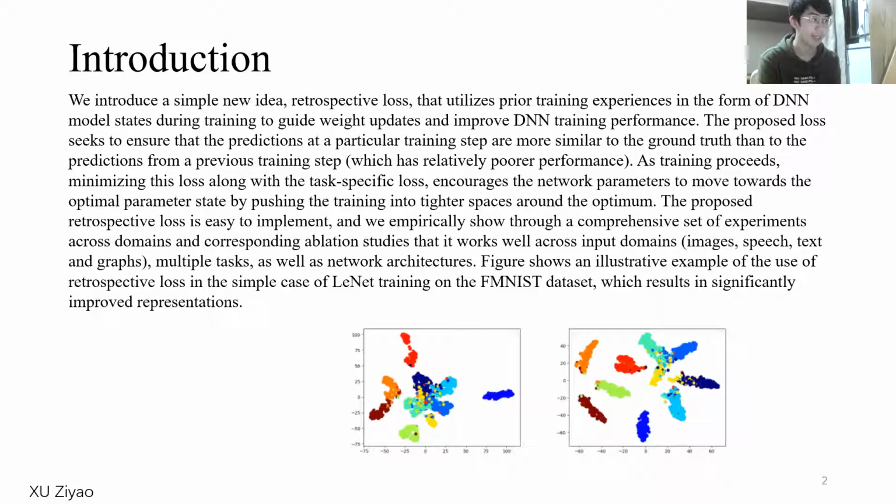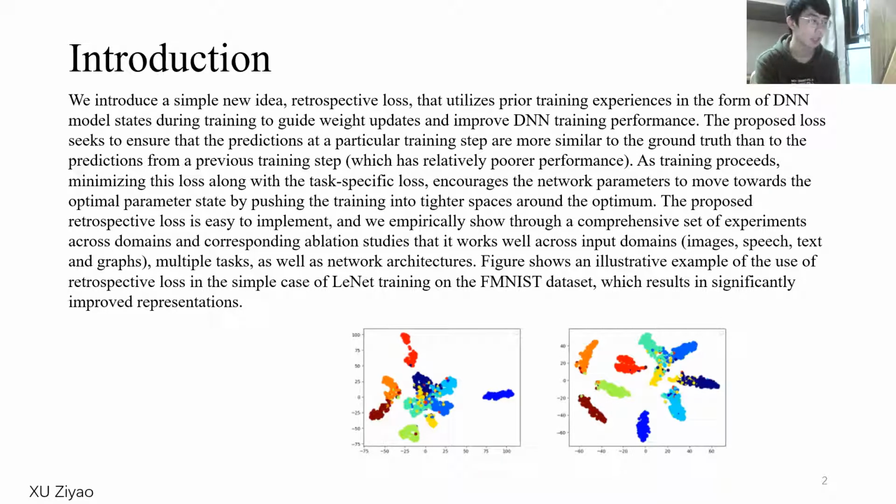of DNN model states during training to guide weight updates and improve DNN training performance. We propose a loss to ensure that the predictions at particular training steps are more similar to the ground truth than the predictions from the previous steps. As training proceeds, minimizing this loss, along with the task-specific loss, encourages the network parameters to move towards the optimal parameter state by pushing the training into a tighter space around the optimum.